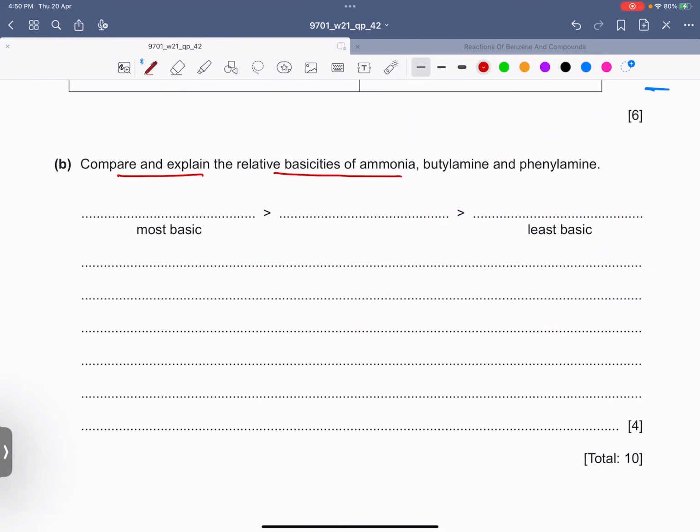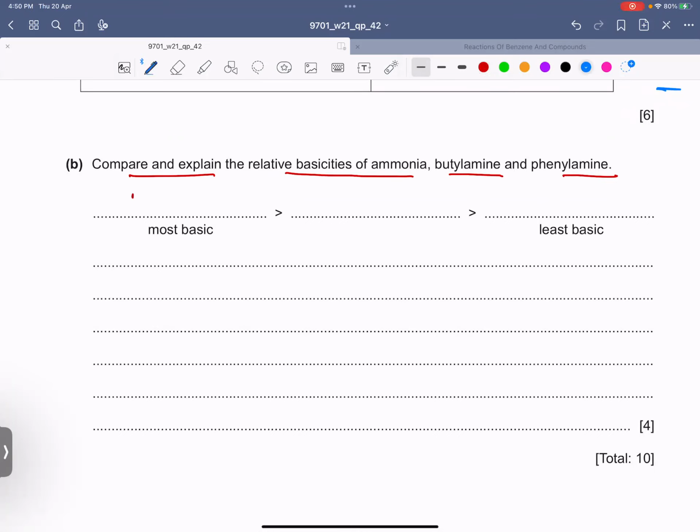Compare and explain the relative basicities of ammonia, butylamine, and phenylamine. So the most basic, if you recall, who can tell me which one is the most basic among these? Sir, butylamine. Butylamine, and then ammonia. So butylamine, ammonia, and here we have phenylamine.